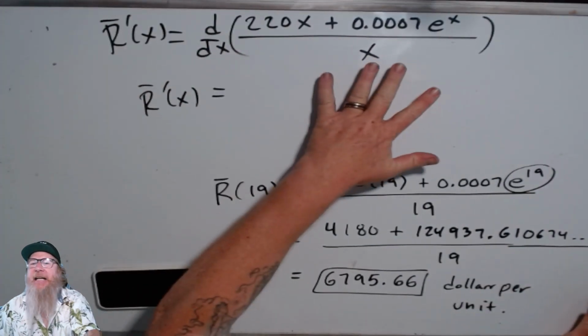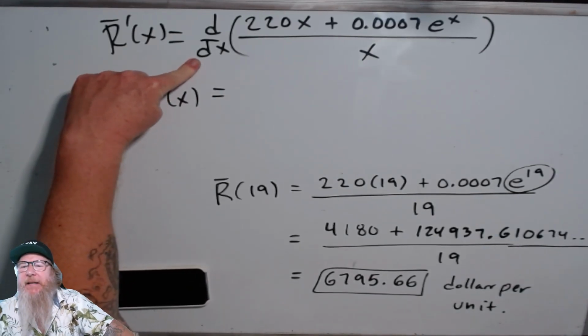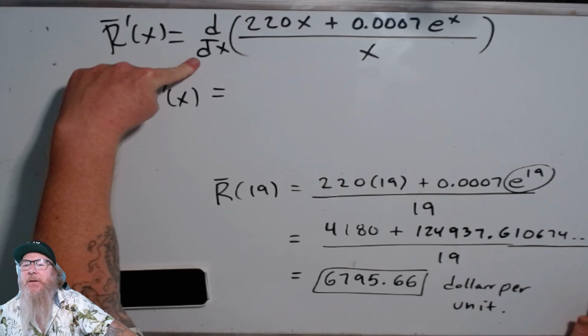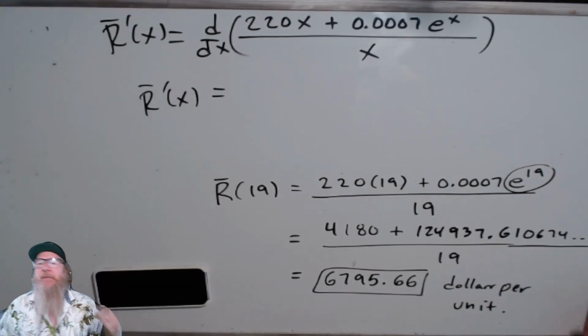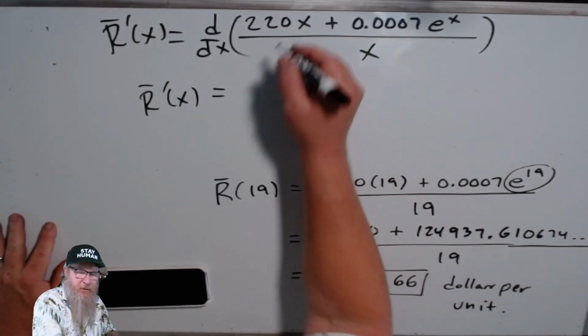I have not yet taken it yet, so I'm putting this ddx on the side just to remind me that I haven't done it yet. All right. Now I'm going to do it in this next step, which means I can remove the ddx in the next step. So derivative of the top.